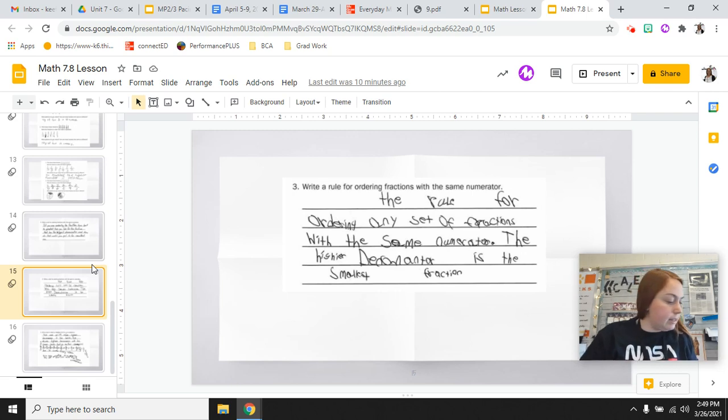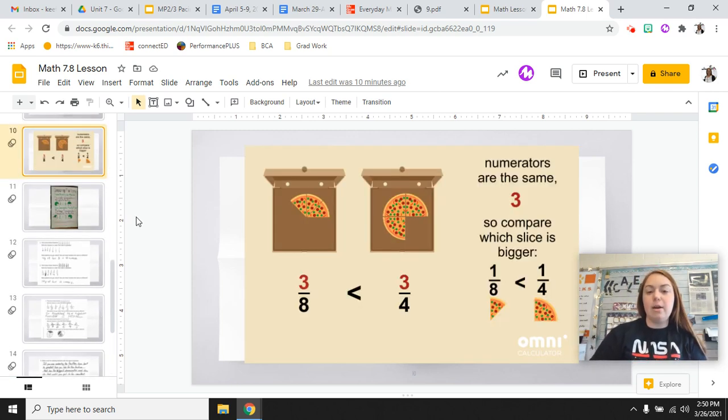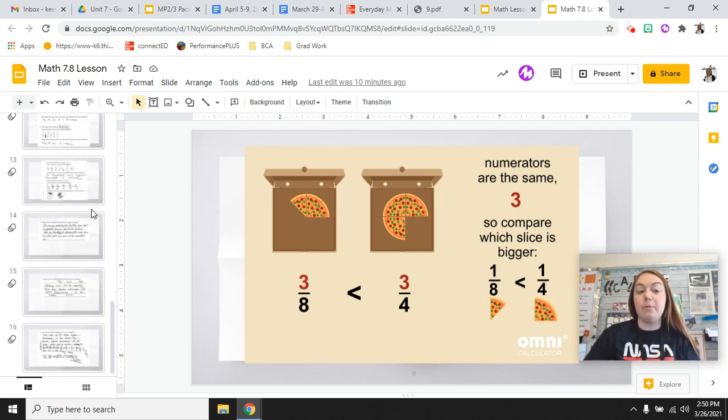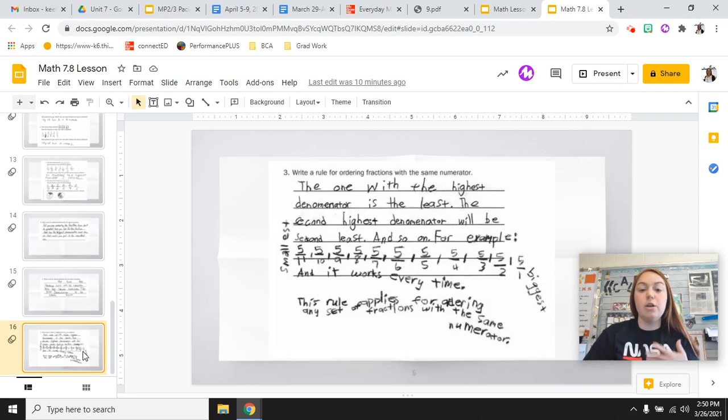This one says, the rule for ordering any set of fractions with the same numerator, the higher denominator is the smallest fraction. Same thing, going back to thinking of like the pizza. The higher denominator is going to be the smallest fraction. So if I cut something into eighths compared to fourths, the eighths piece is going to be a lot smaller than the fourths piece. And that's what this student was trying to get across.